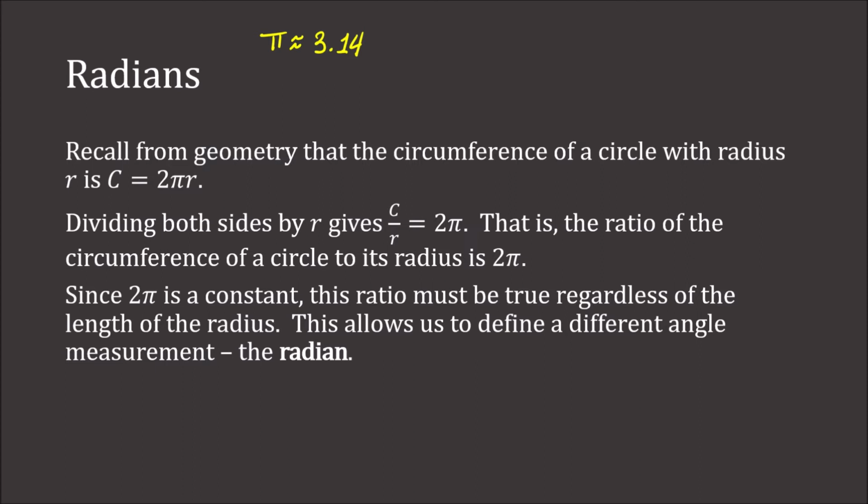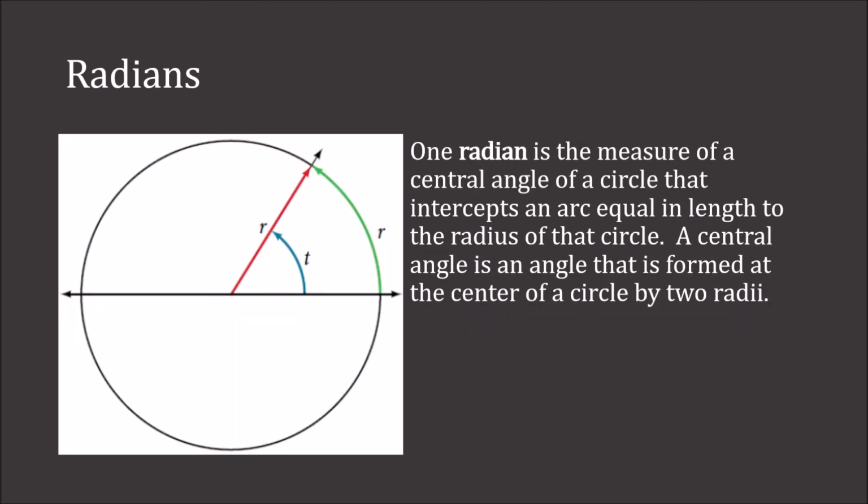This is what allows us to define the radian. 1 radian is the measure of a central angle of a circle that intercepts an arc equal in length to the radius of that circle. A central angle is an angle that is formed at the center of the circle by 2 radii. So as we can see here, we would call this 1 radian because this length here is the same as the radius.